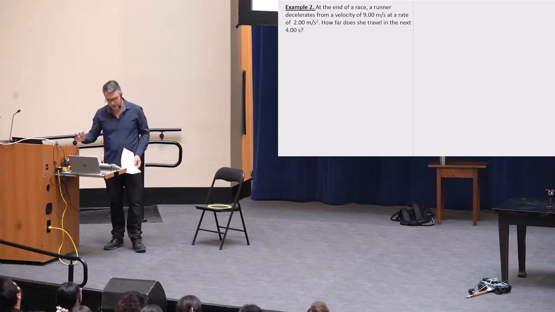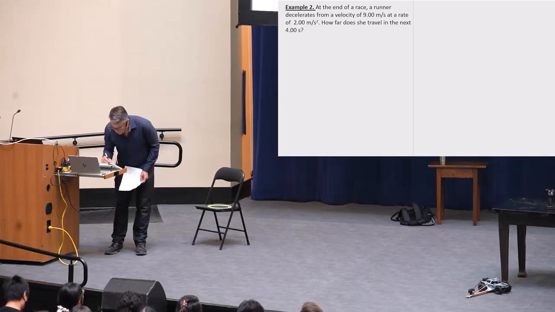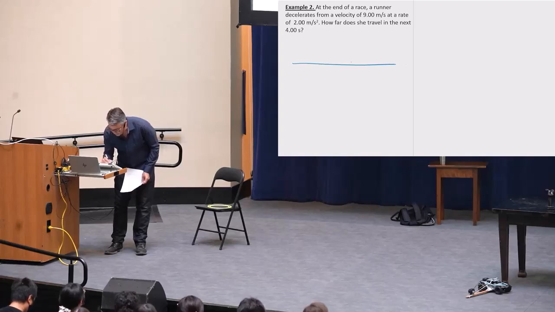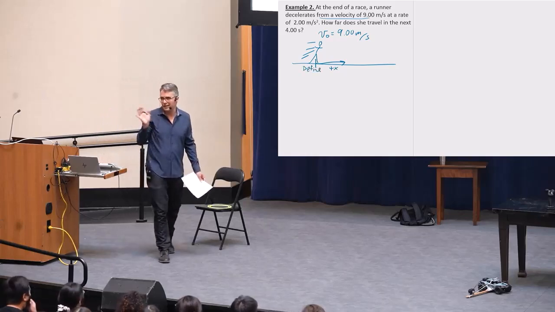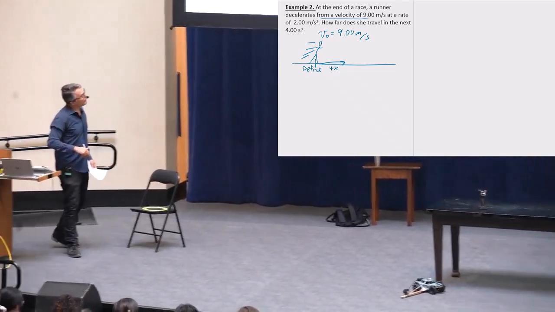All right. At the end of a race, a runner decelerates from a velocity of 9 meters per second at a rate of... So while I'm reading it, I'd like to, again, draw a diagram. There's a runner, who is starting off pretty fast, from a velocity. So I think the v0 is the 9.0 meters per second. I'm going to, again, define plus x to be here. So this is like drawing a coordinate system on my diagram. It's only one dimension, but I could put y is up and x is to the right here.